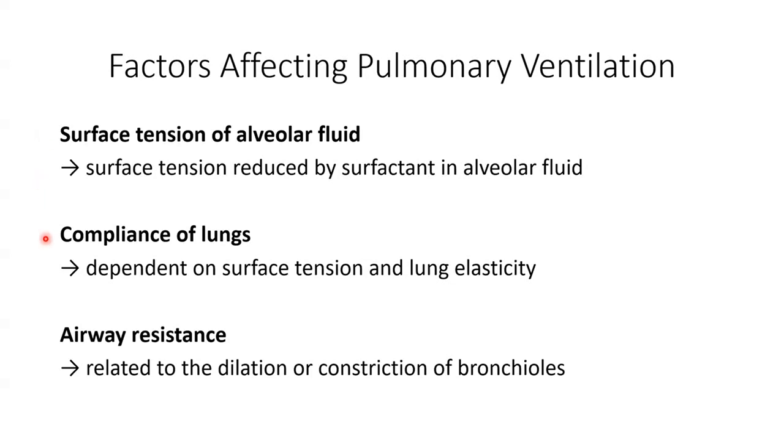The second factor affecting our breathing in and breathing out is the compliance of the lungs. So this refers to how much effort is required to stretch the lungs and the chest wall. Now, high compliance means that the lungs and the chest wall will expand easily. Low compliance means that they will resist expansion, so they'll be a bit stiff. The compliance of the lungs is dependent on surface tension, like we just talked about, and the elasticity of our lung tissue.